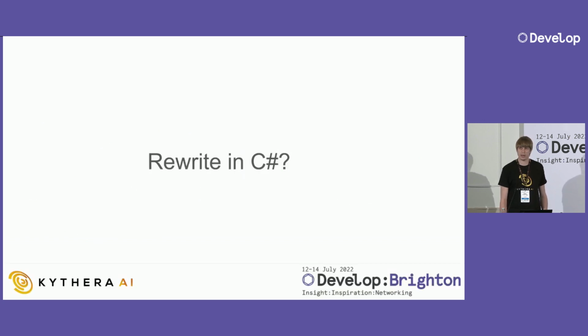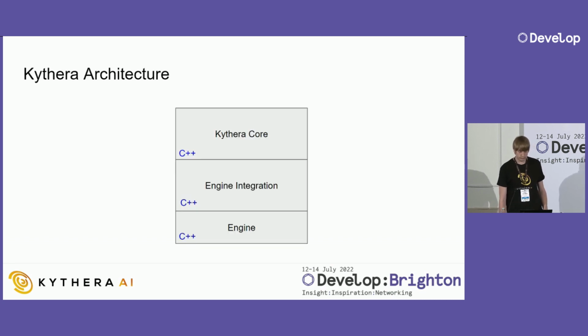Should we just rewrite Kythera AI in C#? Just throw away 10 years of knowledge, tons of features, well-tested, ported to many platforms, and rewrite the thing in C# just for Unity? Probably not. So the next best thing is building a wrapper for C#. Let's look at the Kythera architecture so we understand how that wrapper could fit in.